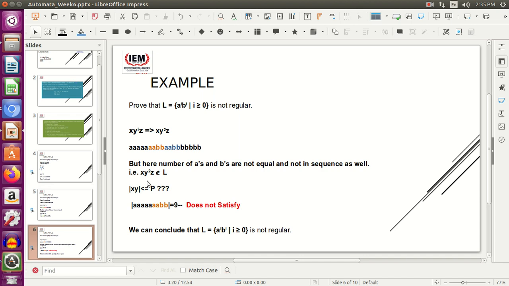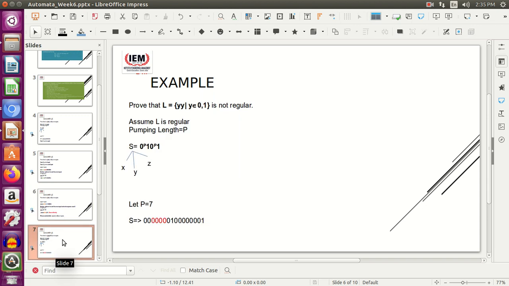Okay, is it clear, all of you, how we have done the entire thing, the procedure of the proof? Actually, is it clear? Yes, ma'am.